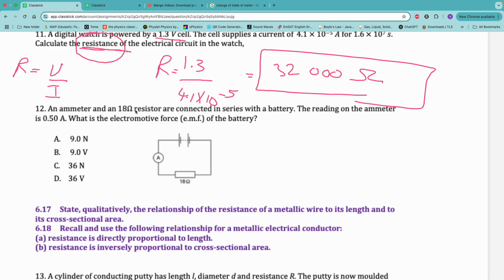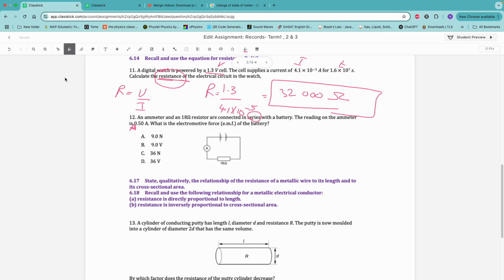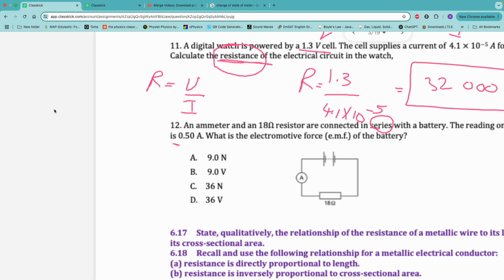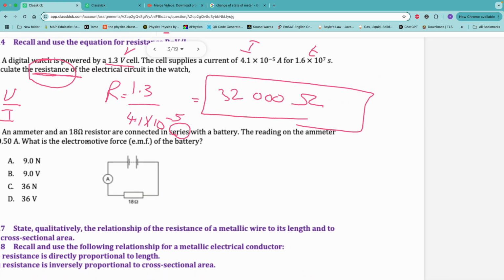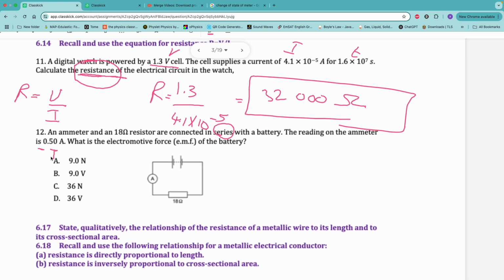An ammeter and 18 ohm resistor are connected in series with the battery. The reading on the ammeter is this. This is electric current. Let me just write it as electric current. Okay, and this is the resistance. You need to find EMF. We agreed EMF is the voltage.